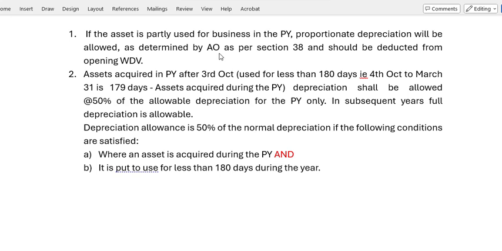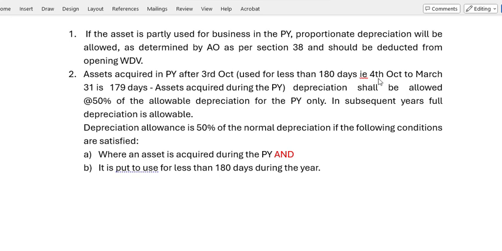Now, depreciation: you will get full depreciation and 50% depreciation. There are two cases. You will get 50% depreciation if you are using the particular asset, in the year it was purchased, for less than 180 days. If you are using it 180 days or more, then you will get full depreciation. For getting full depreciation, you have to use it 180 days or more in the year in which the asset was purchased.